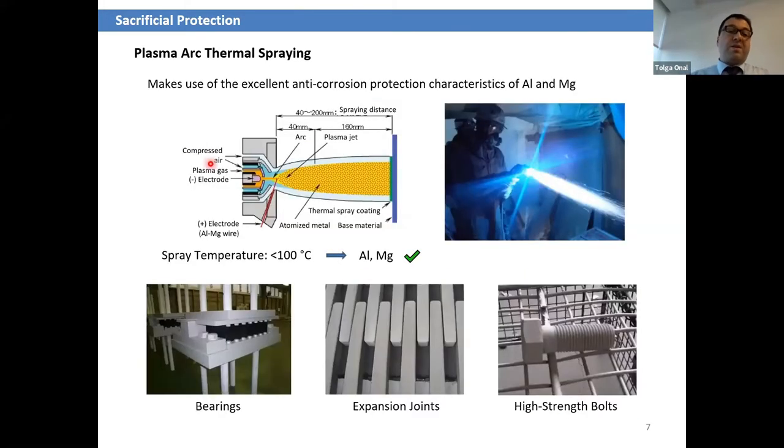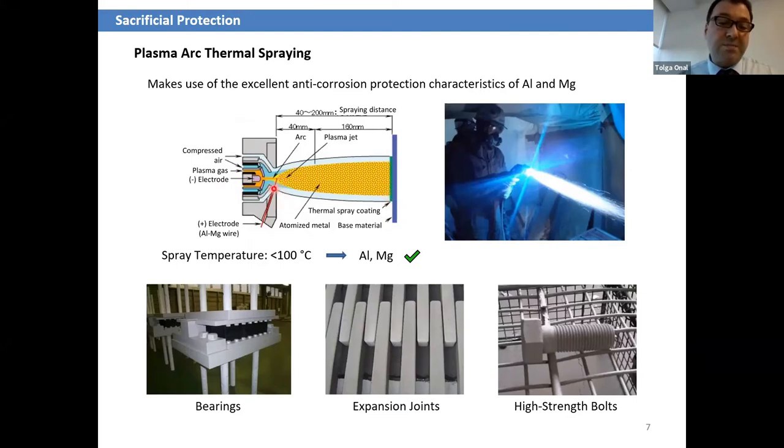In order to make use of the excellent anti-corrosion protection characteristics of aluminium and magnesium, we propose plasma arc thermal spraying. In the plasma arc thermal spraying process, aluminium magnesium alloy material, this is aluminium magnesium wire, is melted by plasma gas and electric arc and projected to the steel surface to be coated.